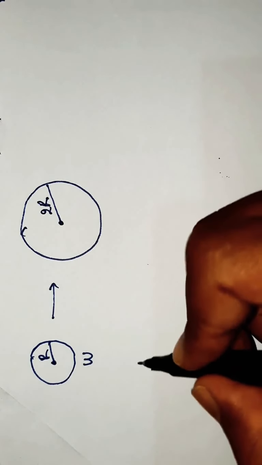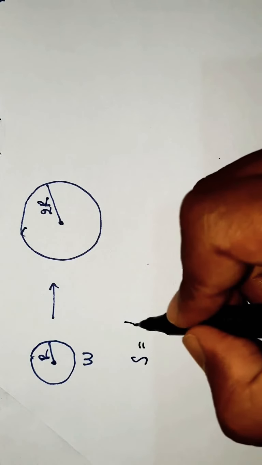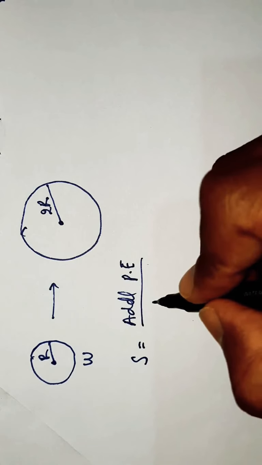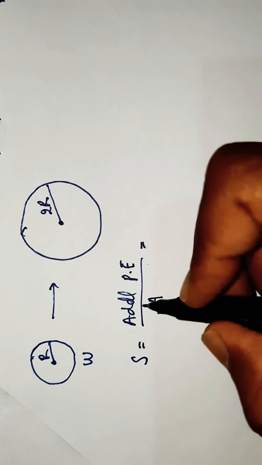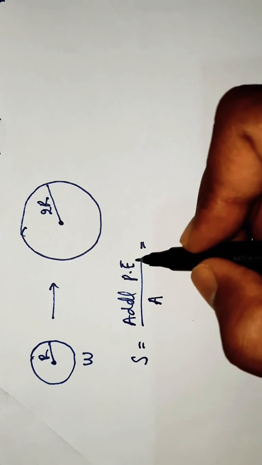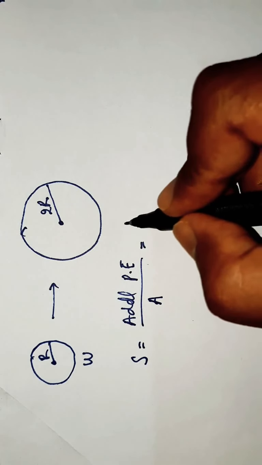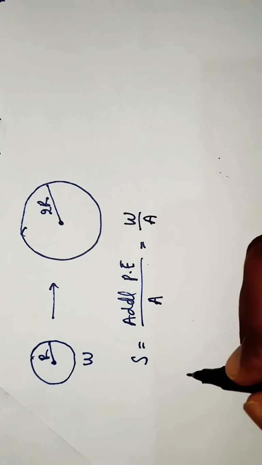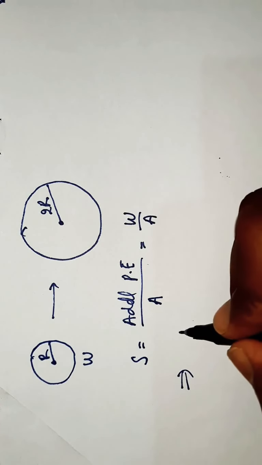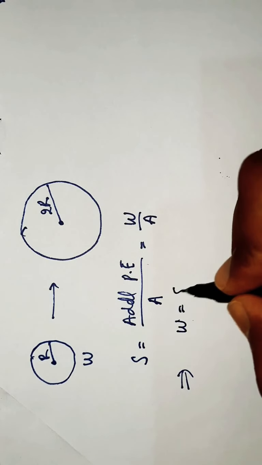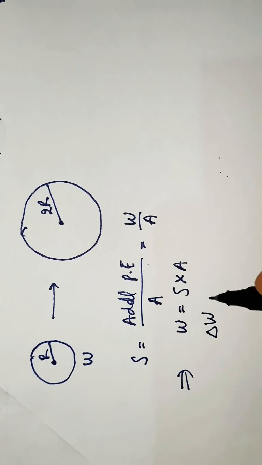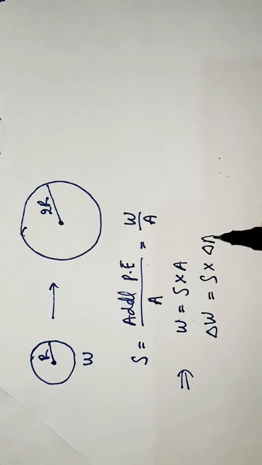We know surface tension s is equal to additional potential energy per surface area, that is equal, here additional potential energy is equal to work done. So that is W by A. So here s is equal to W by A. From this we can write W is equal to s into A. So here we can write del W is equal to s into del A.